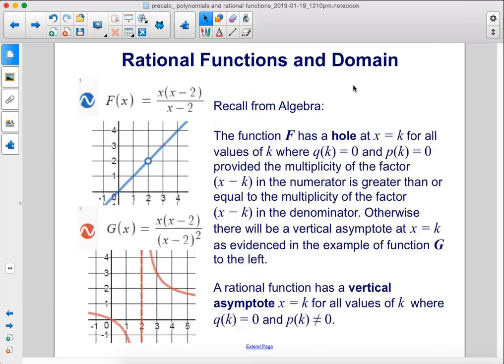Recall from algebra, the function f has a hole at x equals k for all values of k where q of k equals 0 and p of k equals 0, provided the multiplicity of the factor x minus k in the numerator is greater than or equal to the multiplicity of the factor x minus k in the denominator. Otherwise, there will be a vertical asymptote at x equals k, as evidenced in the example of function g to the left. A rational function has a vertical asymptote x equals k for all values of k where q of k equals 0 and p of k does not equal 0.